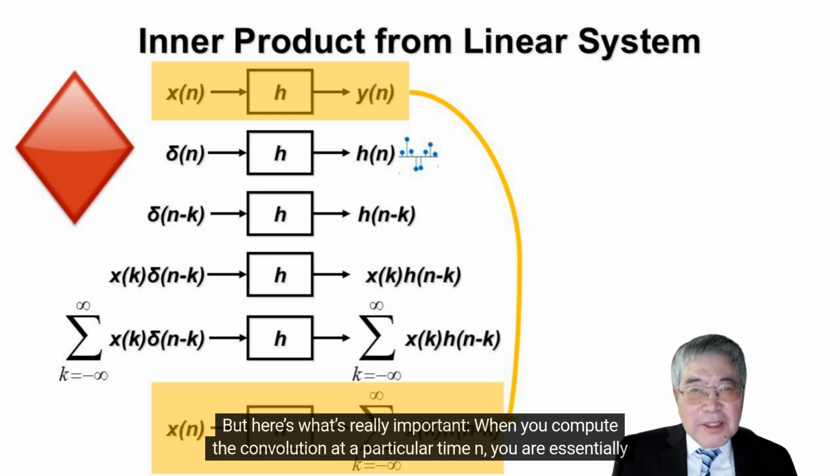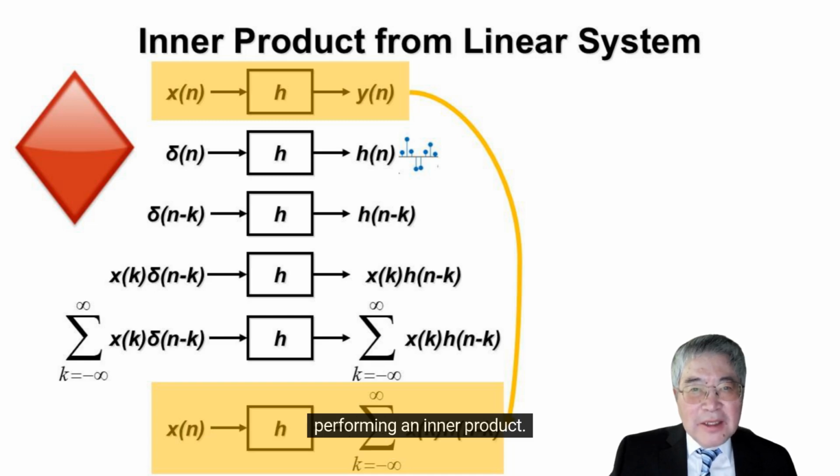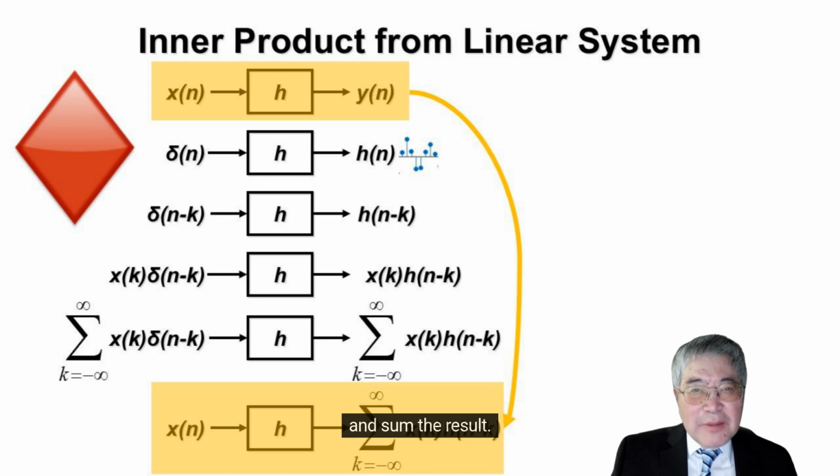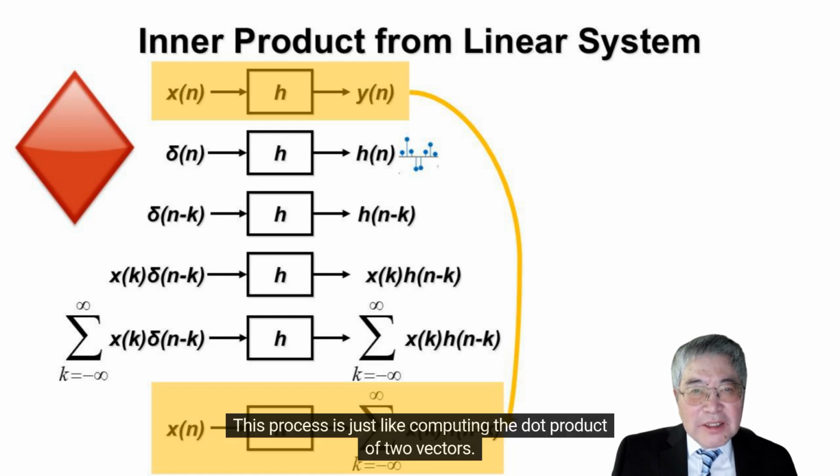But here's what's really important. When you compute the convolution at a particular time n, you're essentially performing an inner product. You take the input signal and the flipped shifted impulse response, multiply them element by element, and sum the result. This process is just like computing the dot product of two vectors.